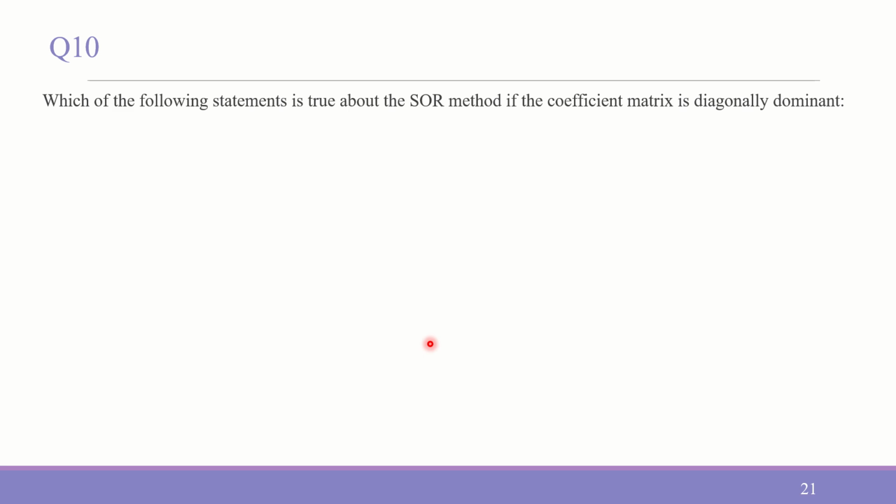Now we are going to question 10. In question 10, what is being asked? Which of the following statements is true about the SOR method if the coefficient matrix is diagonally dominant? So what is the SOR method? SOR method is the successive over relaxation method. We are given a few statements and asked to identify which are true with regard to the SOR method.